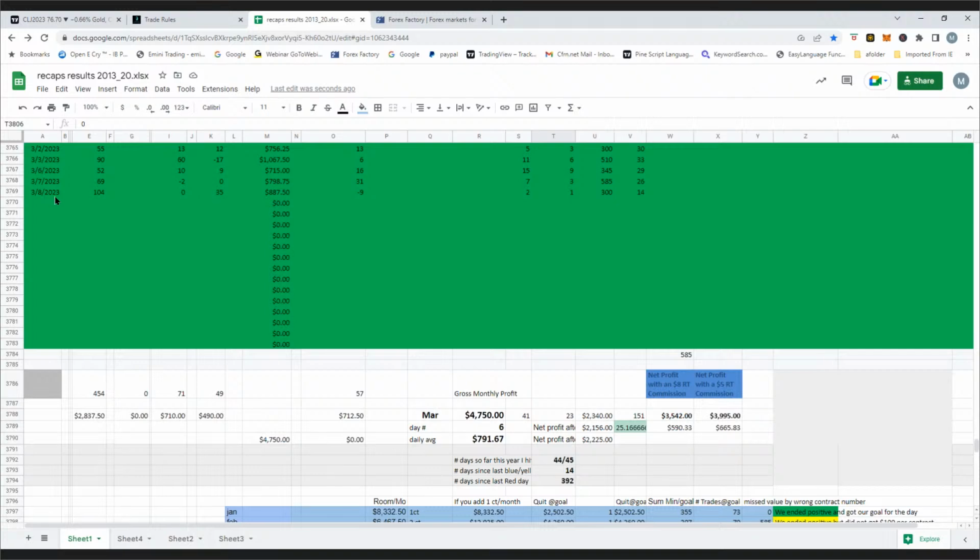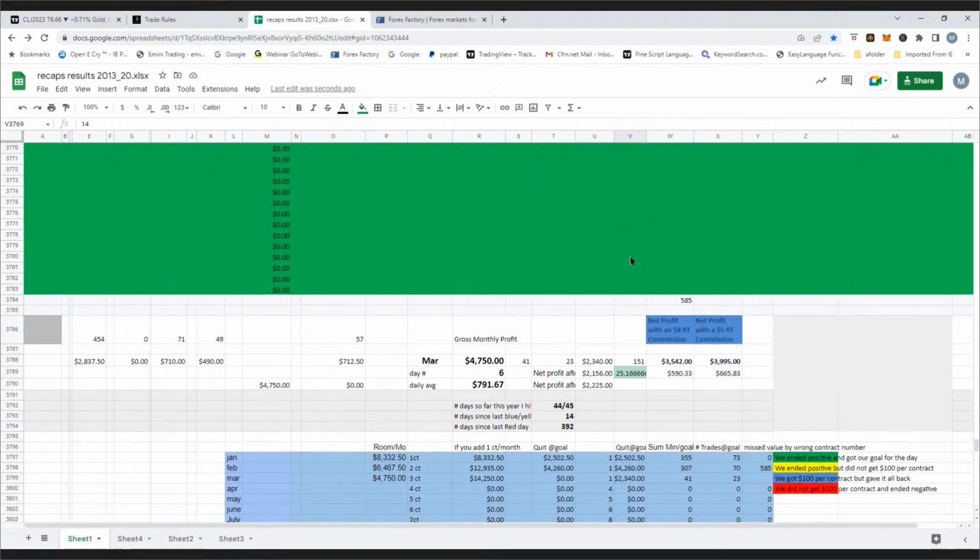Today is the 8th day of March 2023. We made 104 ticks in the NQ, 0 ticks in crude, 35 ticks in gold, and we lost 9 on the ES. That put us at 87.5 on the morning session today. It took 2 minutes and 1 trade to get to the goal for the day. At that point, we're at $300. We had 3 contracts on, and we made $300 with 3 contracts on, getting the goal, right?